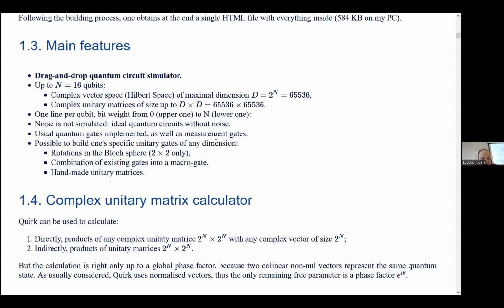The usual quantum gates are implemented, as you will see, but you can also implement your own quantum gates. And there are different ways to do it: using just a rotation in the Bloch sphere, a combination of existing gates into a macro gate, or, the last possibility, just writing the unitary matrices by hand. We will see this later.